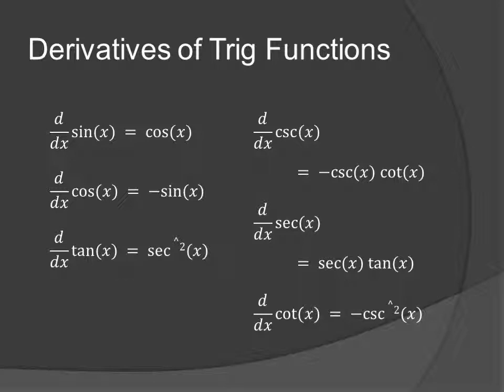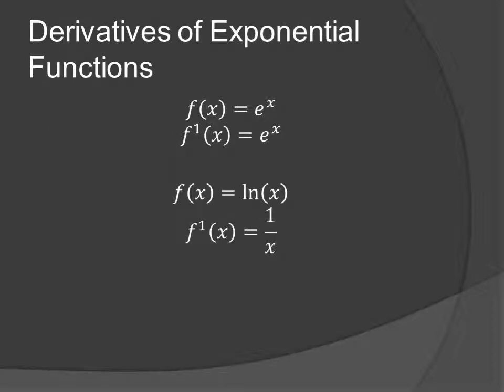With derivatives, we also use trig functions. So it's good to know the derivatives of these trig functions, which are: the derivative of sine is cosine, the derivative of cosine is negative sine, the derivative of tangent is secant squared, the derivative of cosecant is negative cosecant times cotangent, the derivative of secant is secant times tangent, and the derivative of cotangent is negative cosecant squared. And it's just good to memorize these because you'll use them when you're finding derivatives.